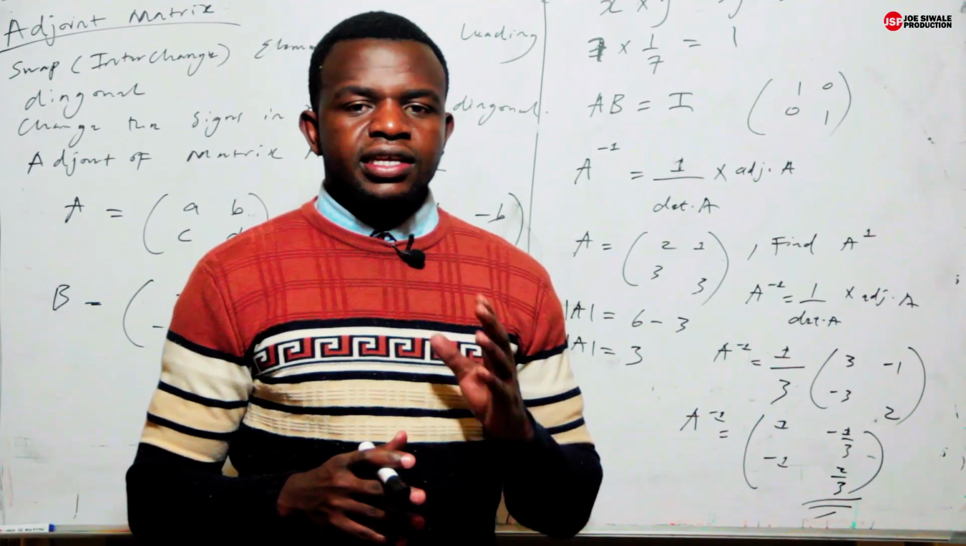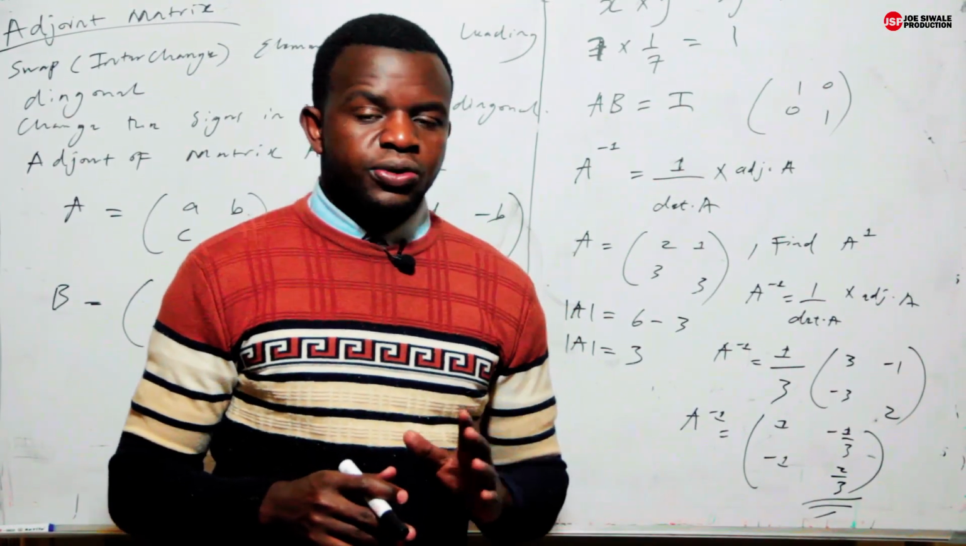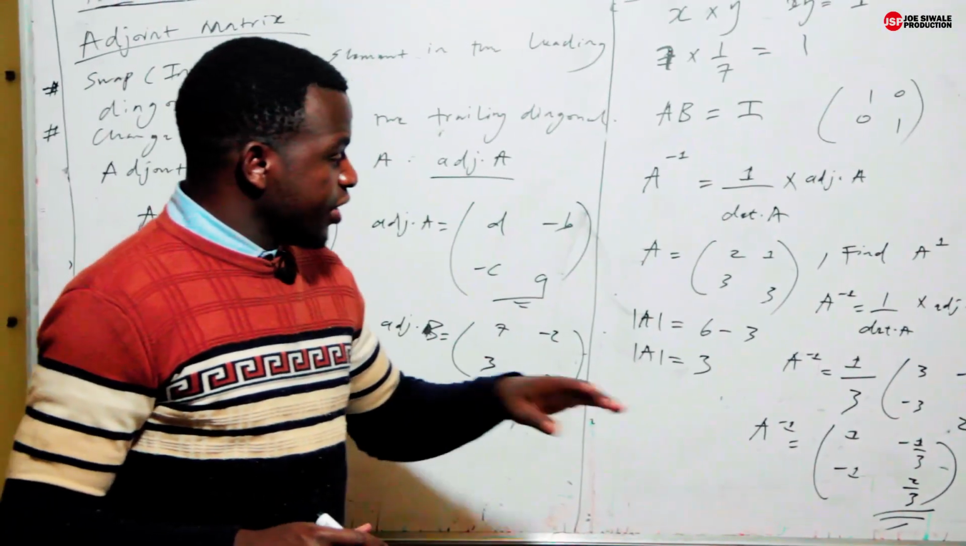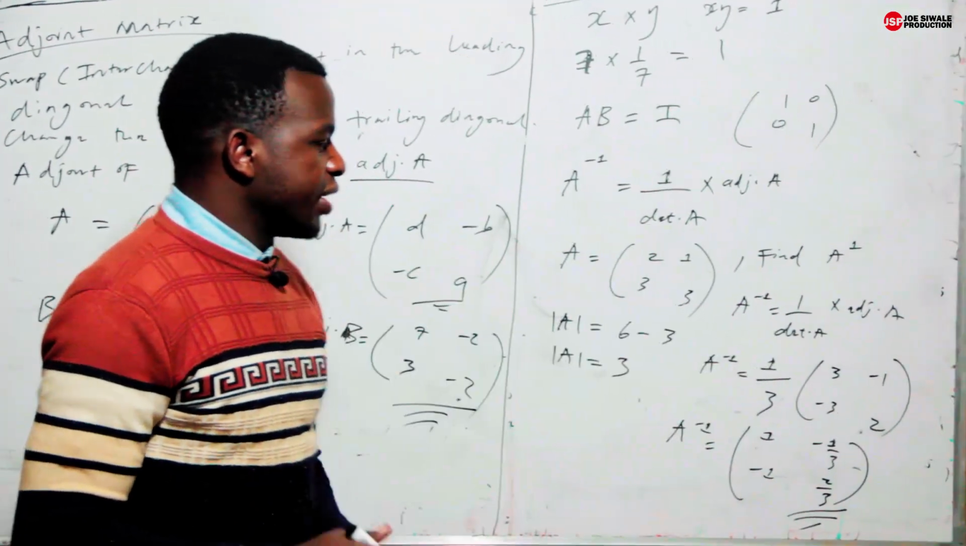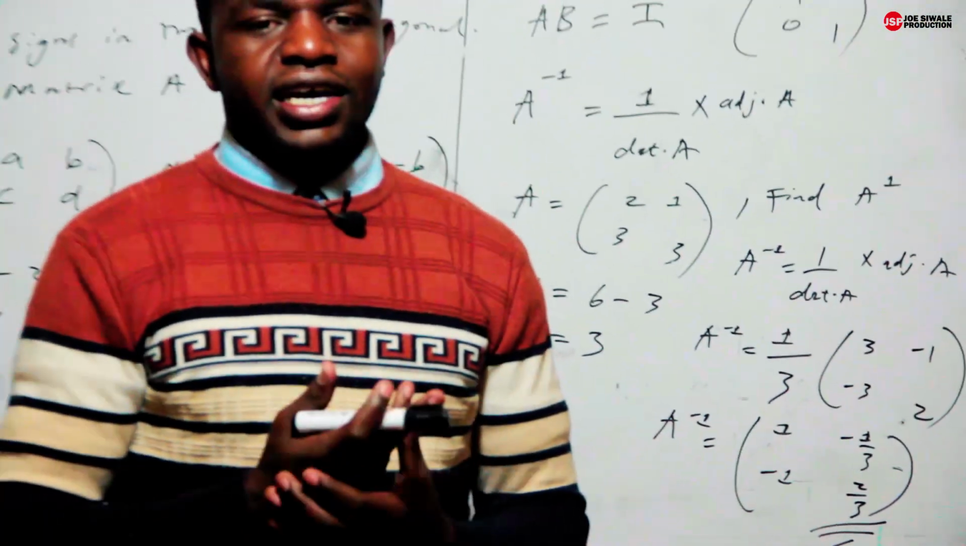interchanging the elements in the leading diagonal and by changing the signs in the trailing diagonal. And when you do that, you can use now this formula. That's how you can find the inverse. Where you have questions, please ask in the group.